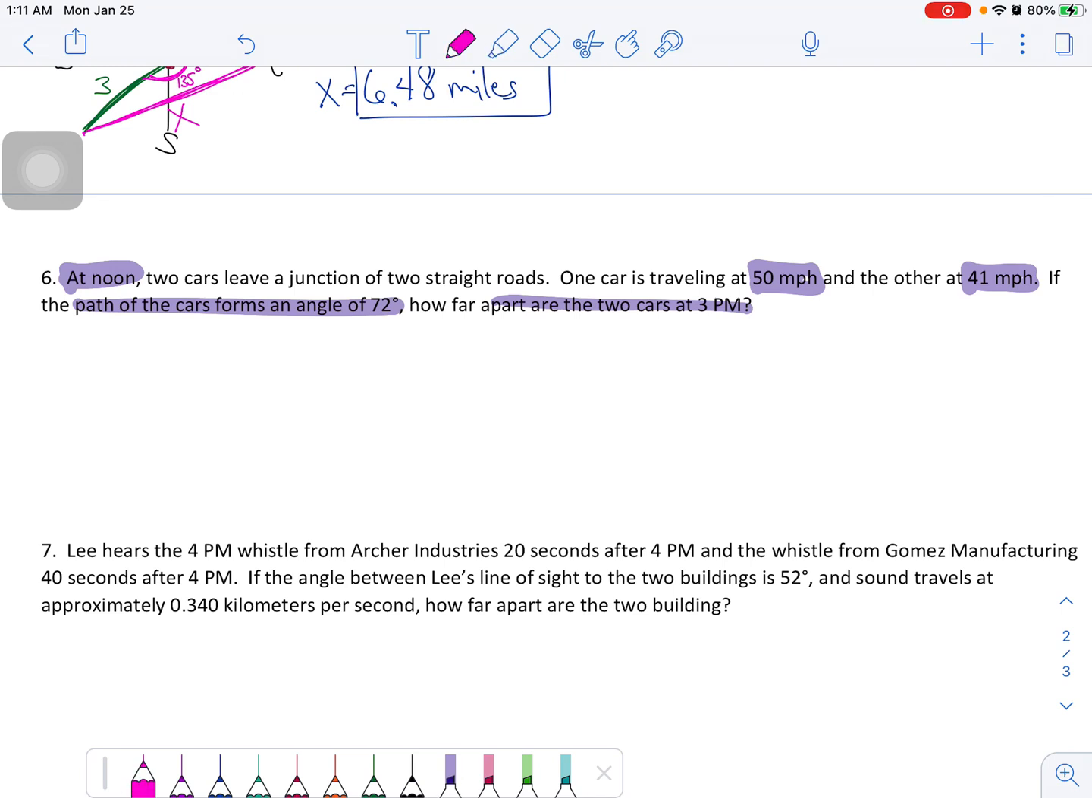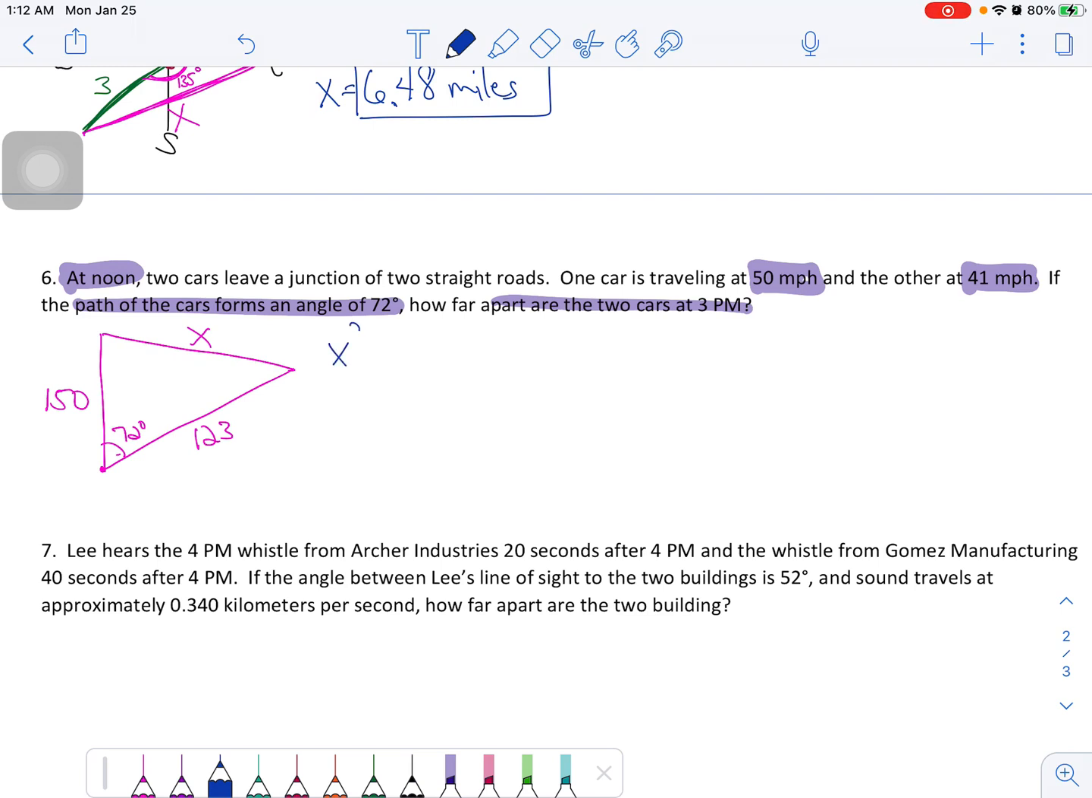Well, 3 p.m. would be 3 hours of time. So from noon to 3 p.m. is 3 hours. So we're going to say here's our little junction. One car covered 150 miles. We've got a 72-degree angle here. Let's see, 41 times 3 is 123, not 123 degrees, 123 miles. How far apart are the 2 cars at 3 p.m.? So we're looking for this distance right here of x.